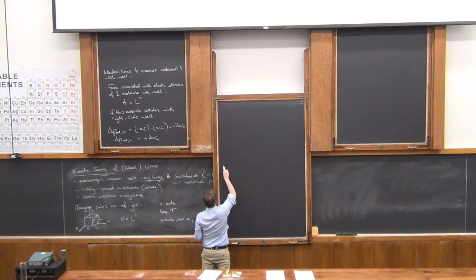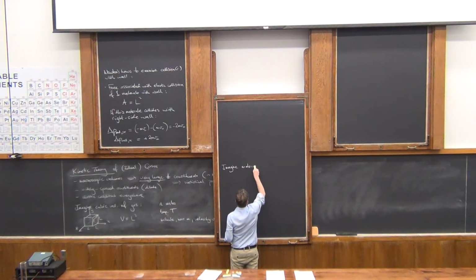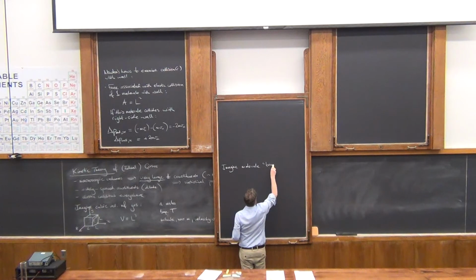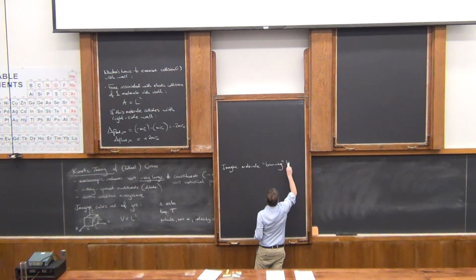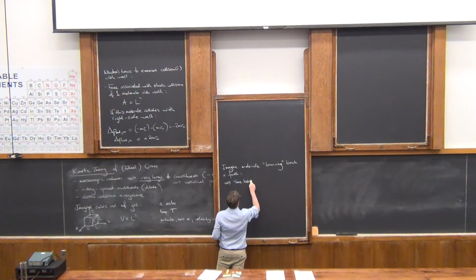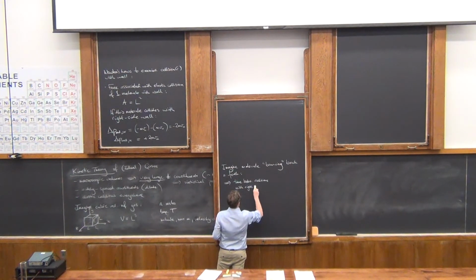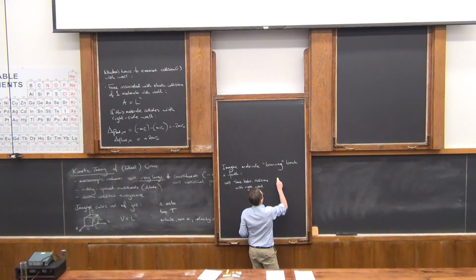Okay, now this thing's in motion. So imagine our molecule rattling back and forth. And what's the time between collisions with the right wall? So let's try and write this down. Time between collisions with the right wall. Let me call this delta t.